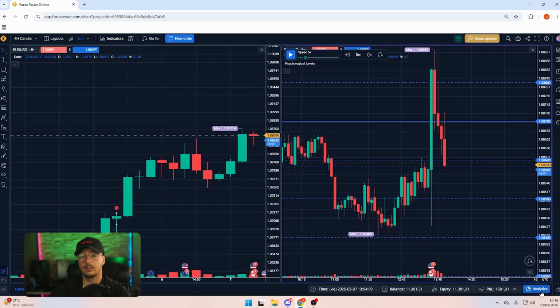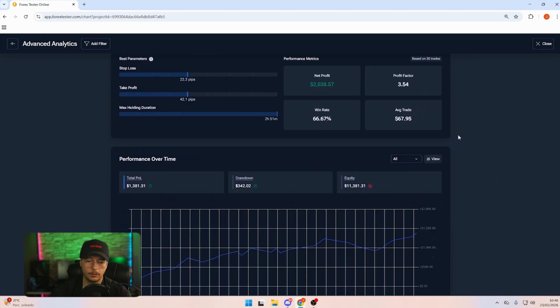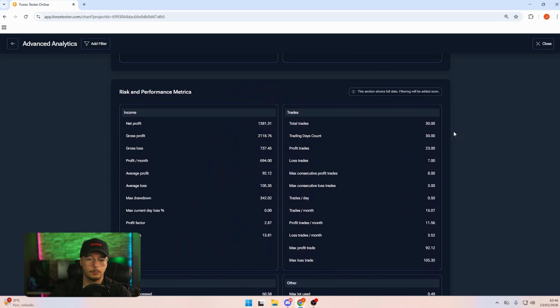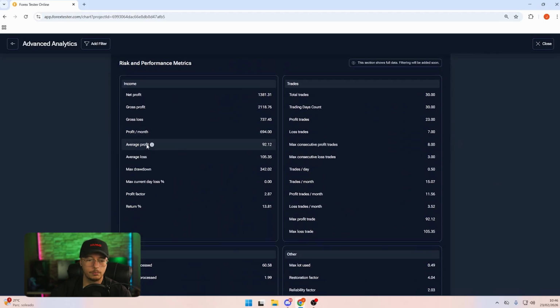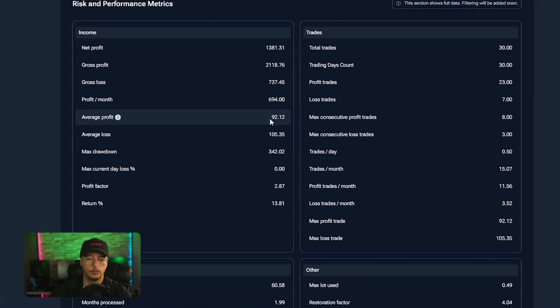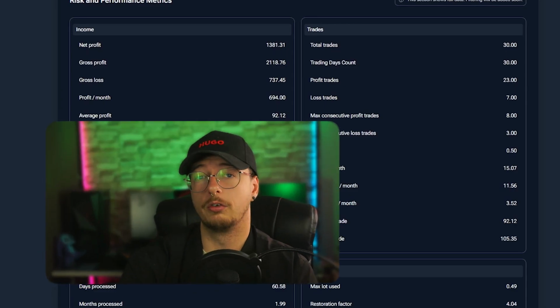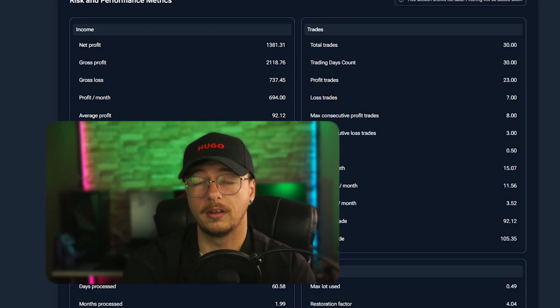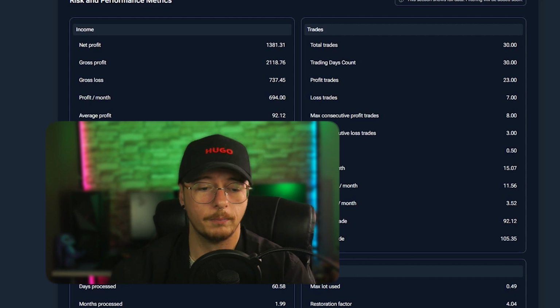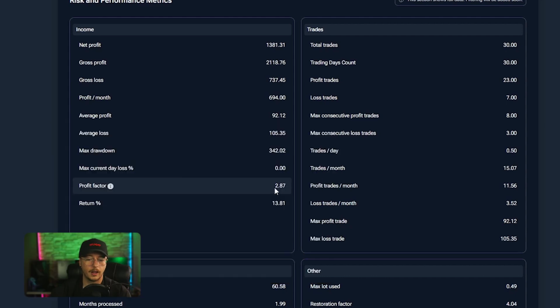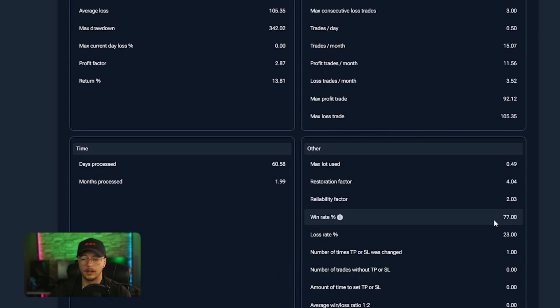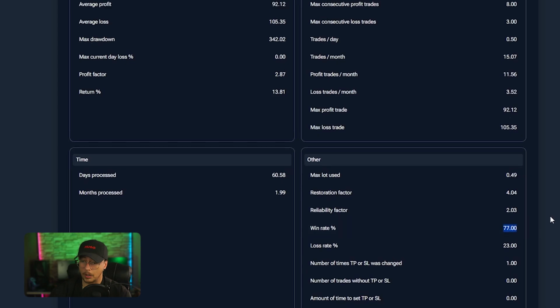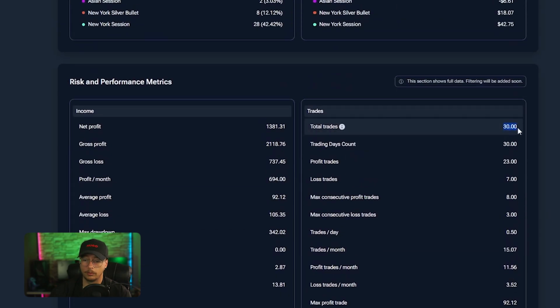If we come to the analytics to see how this strategy actually performed, you can see that basically we have the same risk reward, average profit and average loss of 1 to 1. Okay, so basically we're seeking 20 pips in an uptrend and 20 pips in a downtrend, depending on the circumstances of the trade. So our profit factor stands at 2.87, and we ended up with a 77% win rate. Okay, this was all based on 30 trades.